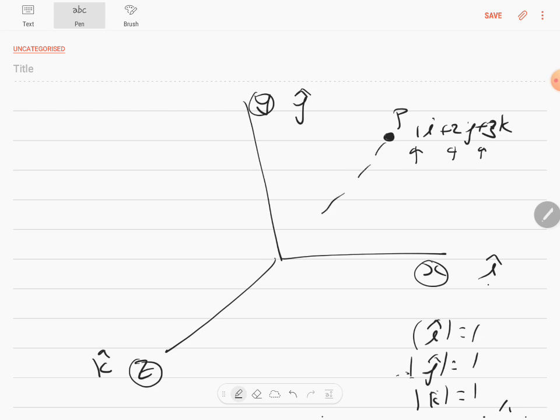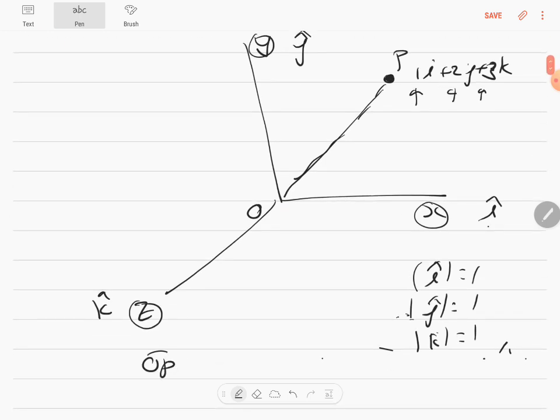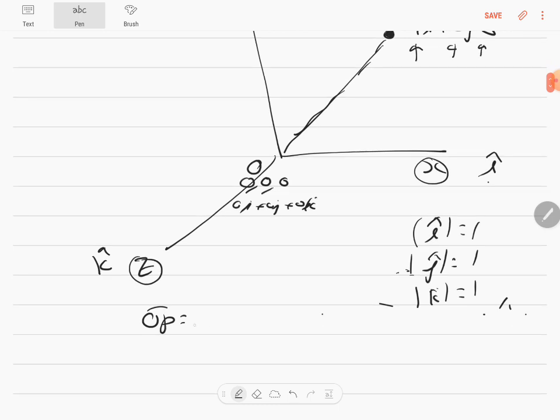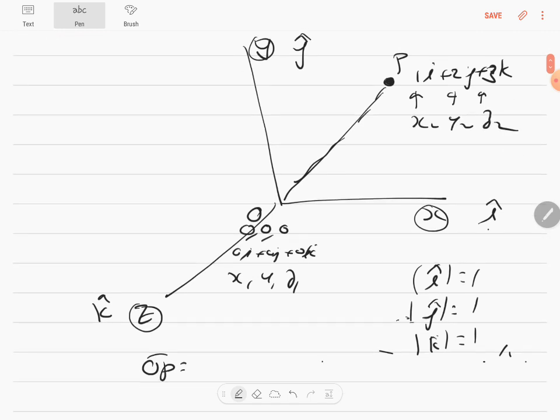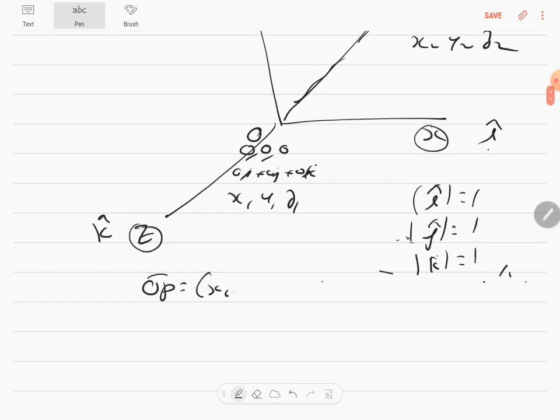So now I'm going to join this, and this is the origin, and the position vector is always with respect to the origin. You're going to convert this into line vector OP. Let's call this 0, 0, 0, or 0i plus 0j plus 0k, and the line vector OP is x2 minus x1. This is x1, y1, z1. This is x2, y2, z2. The line vector will be x2 minus x1 into i plus y2 minus y1 into j, plus z2 minus z1 into k.